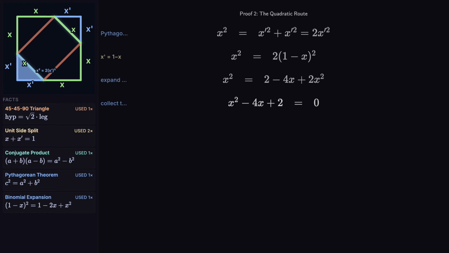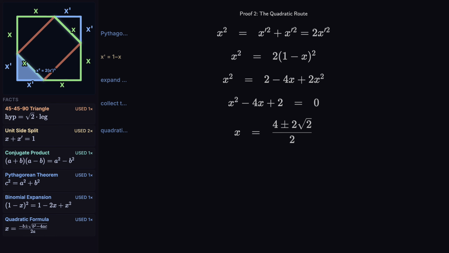Rearranging. Move everything to one side. x squared minus 4x plus 2 equals 0. A clean quadratic. Apply the quadratic formula. a is 1. b is negative 4. c is 2. The discriminant is b squared minus 4ac, which is 16 minus 8, which is 8.